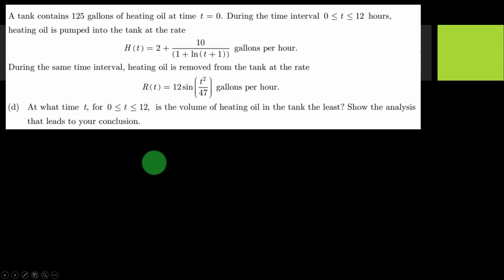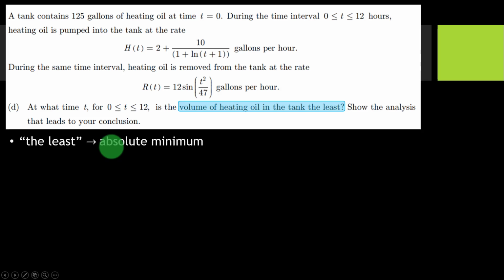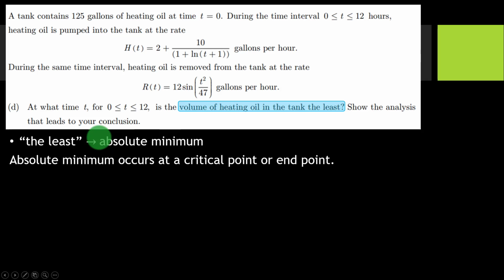Part D, at what time t between 0 and 12 is the volume of the heating oil in the tank the least? Show the analysis that leads to your conclusion. Okay. So the least means the absolute minimum. And when we have an absolute minimum, we need to check critical points and endpoints. And so just like before, we're going to have h of t minus r of t is 0, which means h of t is equal to r of t.